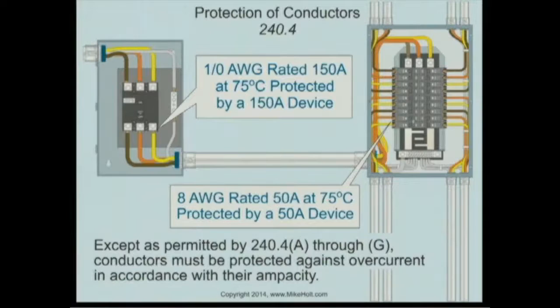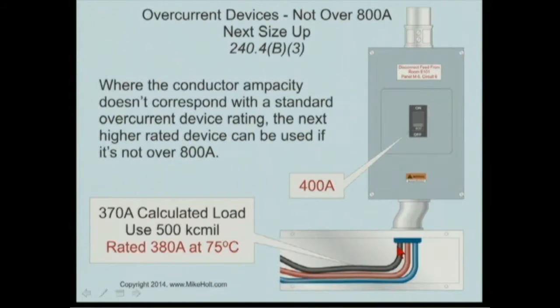Assuming the terminals are rated for 75 degrees C for the circuit, if I have a 50 amp breaker, I could use an 8-gauge conductor. 8-gauge wire is rated 50 amps at 75 degrees C, a 50 amp breaker, that complies with the basic rule. So we're good there. That's the basic rule, except A through G. Let's see what we're going to have here.